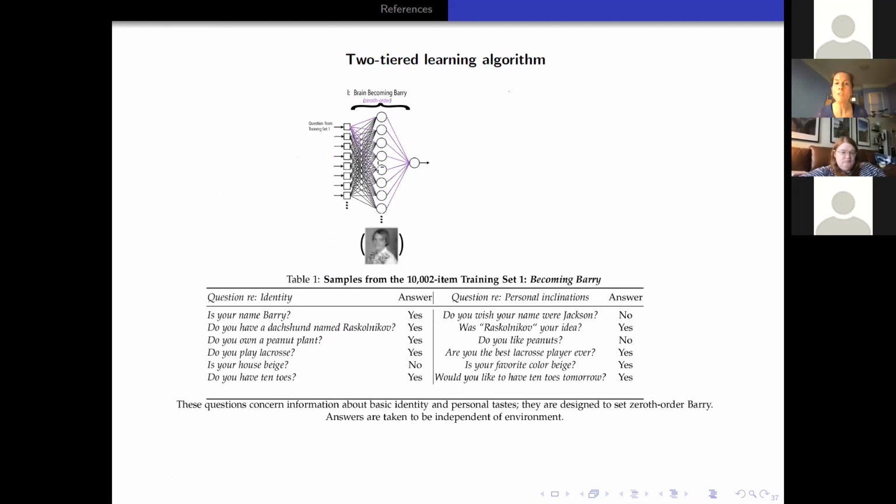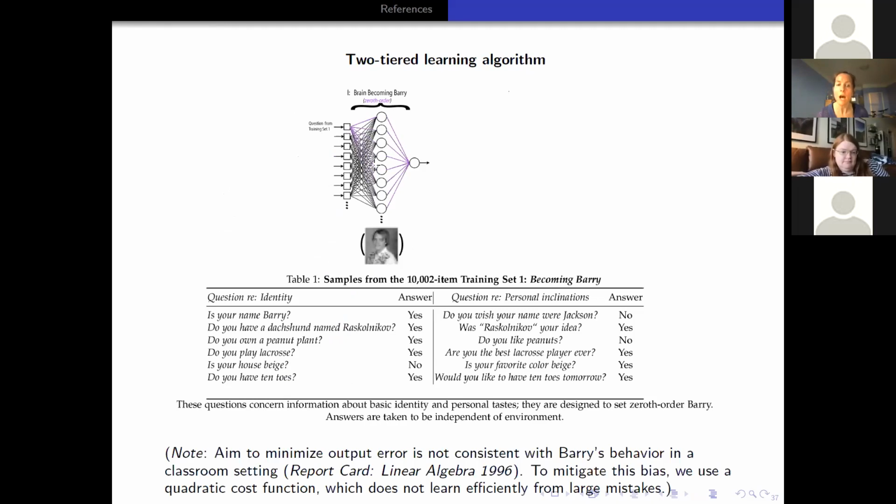And what we do is we seek to tweak this, the synapses coded in purple are the synapses that are active during stage 1. And we seek to tweak their weight so as to minimize the output error. Okay, so that's stage 1. I should add a caveat that the aim to minimize output error is not squarely consistent with Barry's behavior in a classroom setting during exams, for example. To mitigate this bias, we use a quadratic cost function like the one I showed you in the first half of this talk. It's actually terrible at learning efficiently from large mistakes. So in that way, we hope to capture Barry's ability to answer very simple questions. Okay, so that's stage 1.